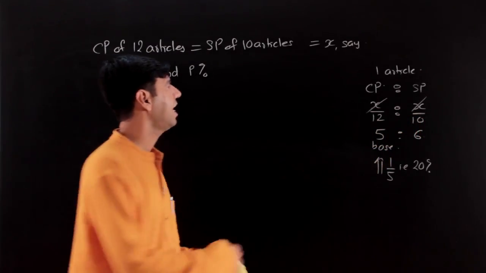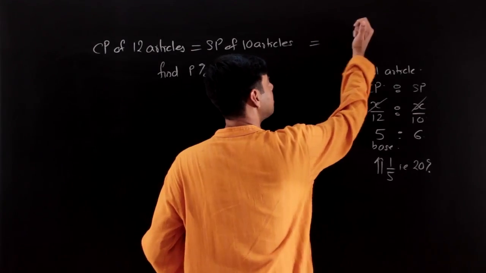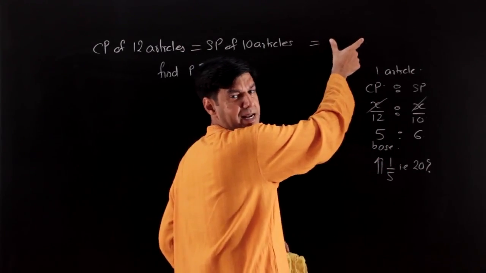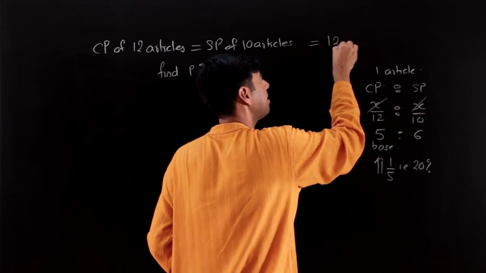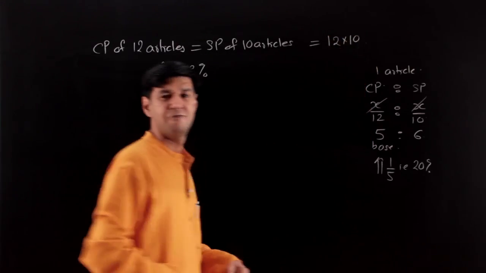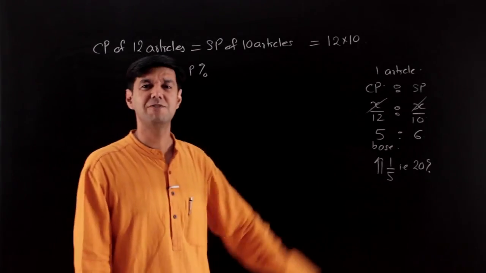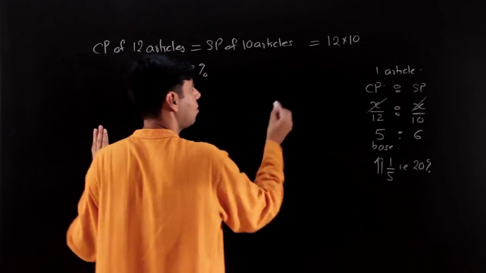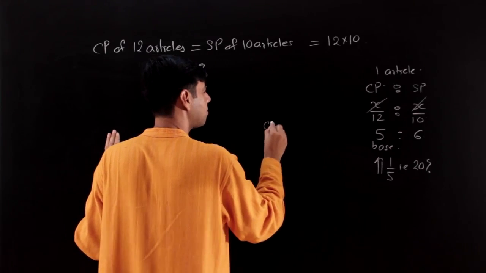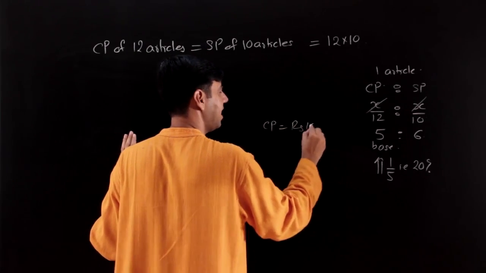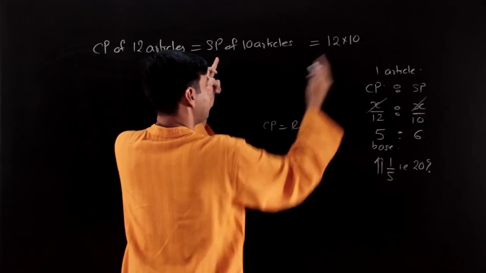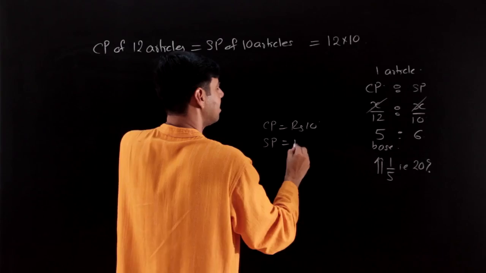So why even use an X? Let me just use a number which makes my calculation easier. 10 and 12, I need to divide this number by 10 and 12. So let me take it as a multiple of 10 and 12 itself. Forget LCM, let me take 10 and 12 itself over here. So tell me, cost price of 12 articles is 12 into 10. So what is the cost price of one article? So the cost price of one article becomes rupees 10. Selling price of 10 articles is 12 into 10 divided by 10. So the selling price of one article is rupees 12.